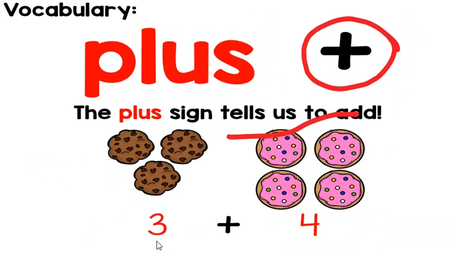Now, this is the plus sign, and the plus sign tells us to add. So right here, you're going to add 3 plus 4. You're going to add the 3 cookies and the 4 cookies, okay? So just remember that the plus sign looks like this, and it's telling us to add the numbers together.